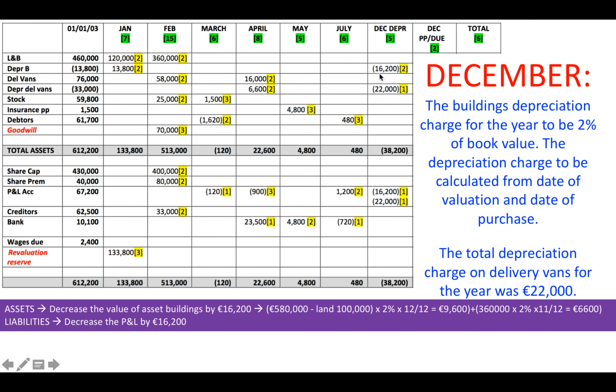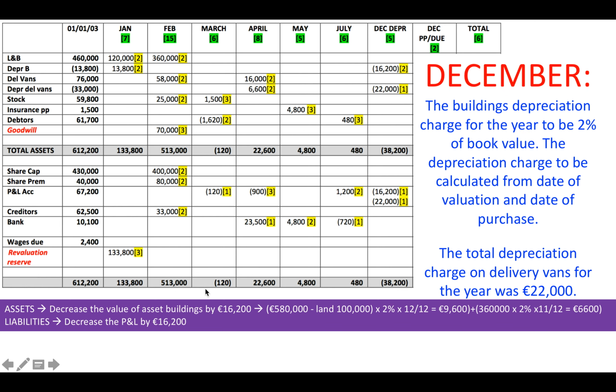So the depreciation on buildings is 16,200. So we reduce the land and buildings amount by 16,200. Hopefully you'll know that depreciation is an expense and that reduces the profit figure. So minus 16,200 there as well. And then in the delivery vans, we were told straight away that the depreciation charge is €22,000 there. So minus €22,000 from the delivery vans and minus it from the profit figure there as well. So overall, minus 38,200 and minus 38,200.